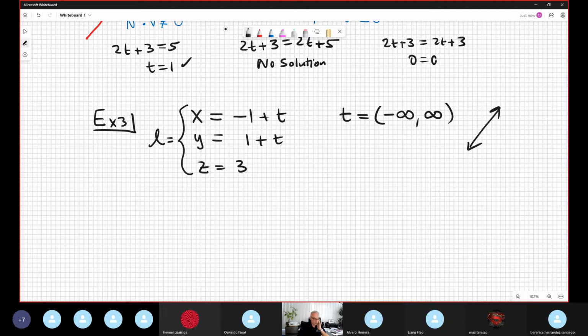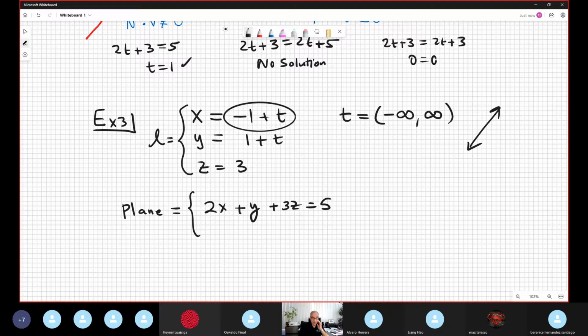Okay, now we have the equation of the plane. And the plane is given also, the equation is 2x plus y plus 3z equals 5. Well, it's super easy, guys. The only thing you should do is substitution. This expression for x here, this expression for y, and this expression for z, okay, actually it's just 3. I don't know why, but it's given in the problem. And you plug it in. Let's do it. It's super easy.